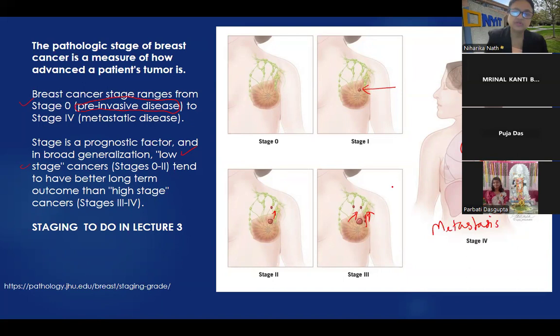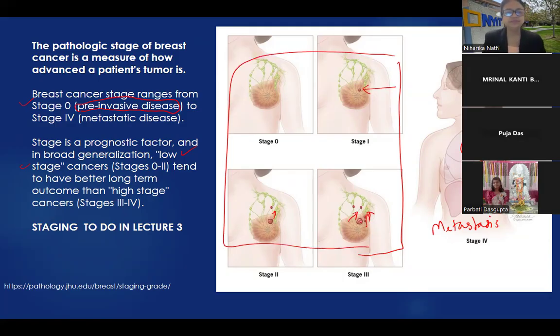So here there is still hope that in all of these cases treatment is possible, and that the person can survive pretty well and respond to therapy. So we will do further staging and more on this in lecture 3.